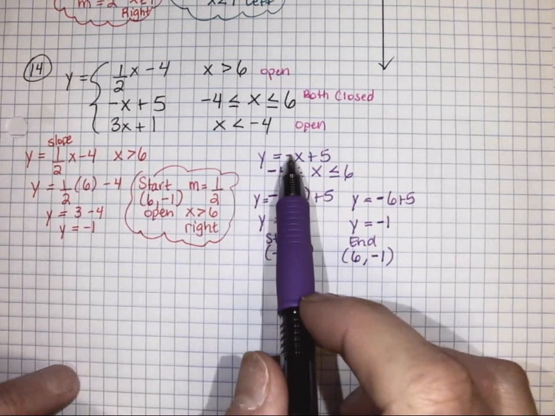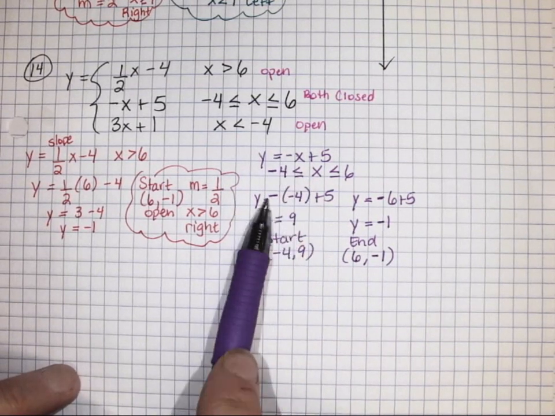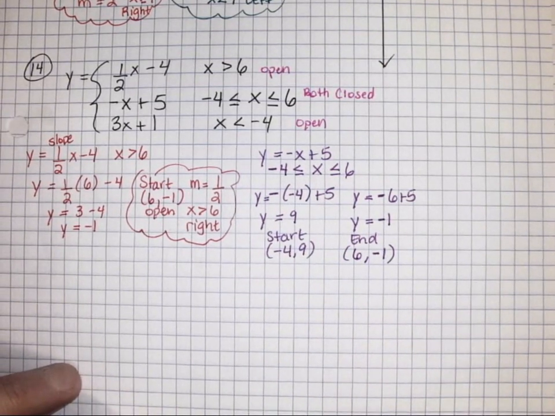You don't have to worry about the slope being negative 1. It should go downhill though. Knowing that the slope's negative 1, that part should go downhill.